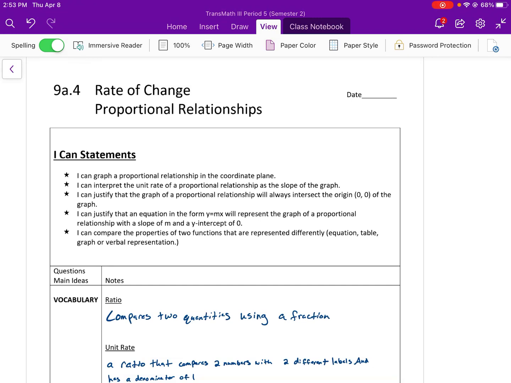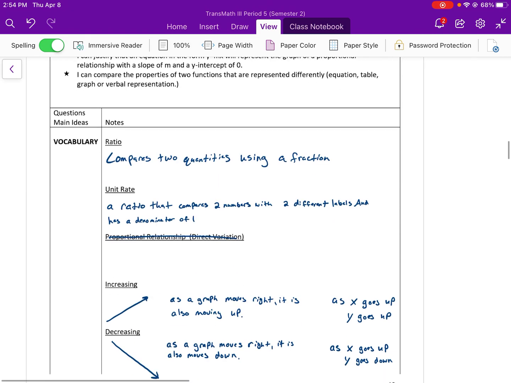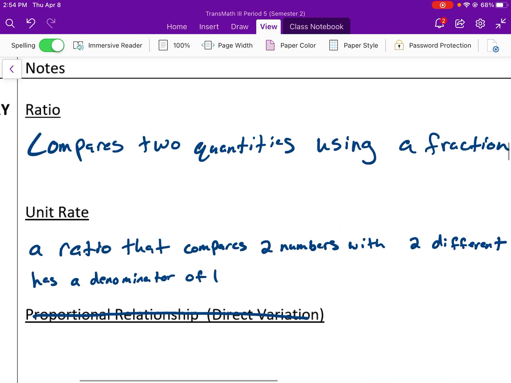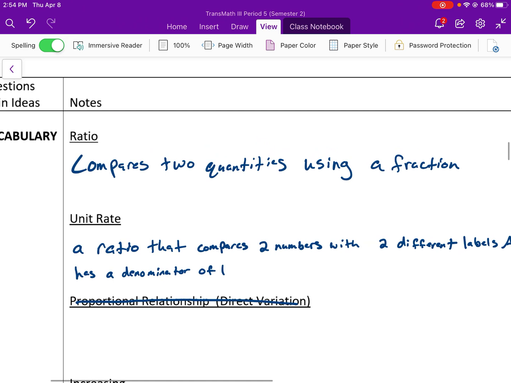Alrighty, 9A.4. In this lesson, we're going to do rate of change and proportional relationships. Okay, so we got some vocab to start off here. First vocab we got, ratio. A ratio is a fraction that compares two quantities. So it compares two quantities using a fraction.